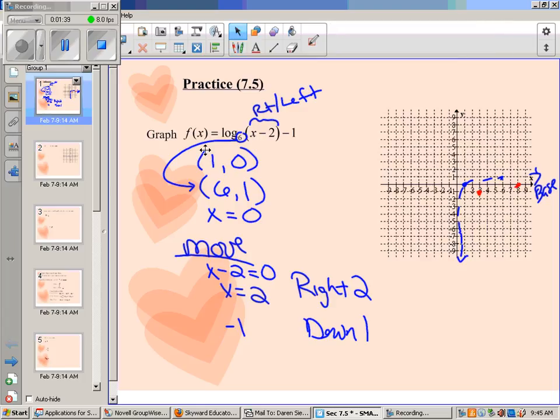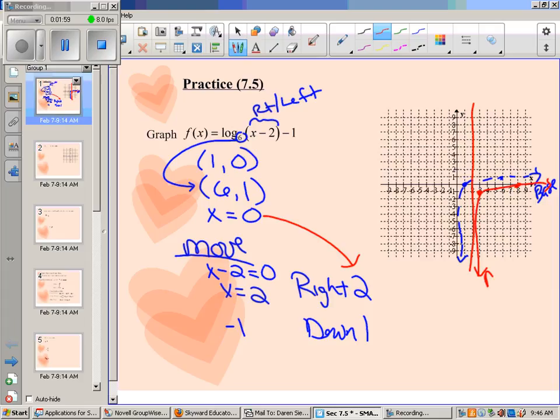So what a lot of people like to do to help themselves is actually draw that line in. So if I draw the line x equals 2 in, because I was moving right 2, then it makes it easier when I go to draw in my curve to know what I can't cross. You have to draw the asymptote? No, but don't cross over that line. So whether it's drawn or not, don't cross x equals 2. So my asymptote would be at x equals 2.